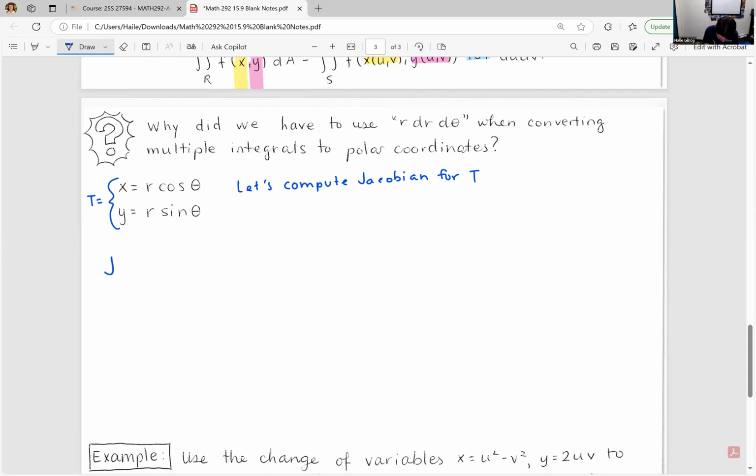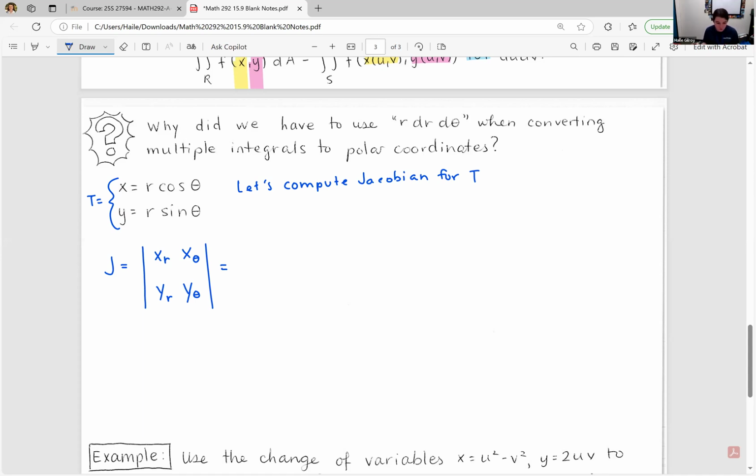So J, we know, is equal to the matrix with entries x_u, x_v, y_u, y_v. Okay? So let's replace these with our polar variables. In this case, r is u, because that's the first coordinate in a polar point, and theta is v, because that's the second coordinate in a polar point. So now I really have it written in terms of all my variables.